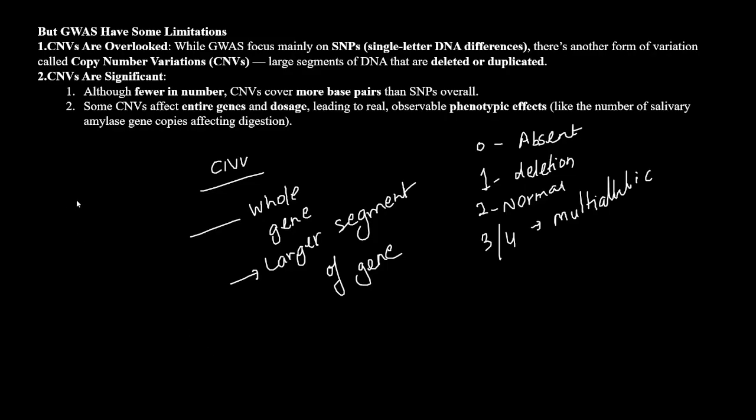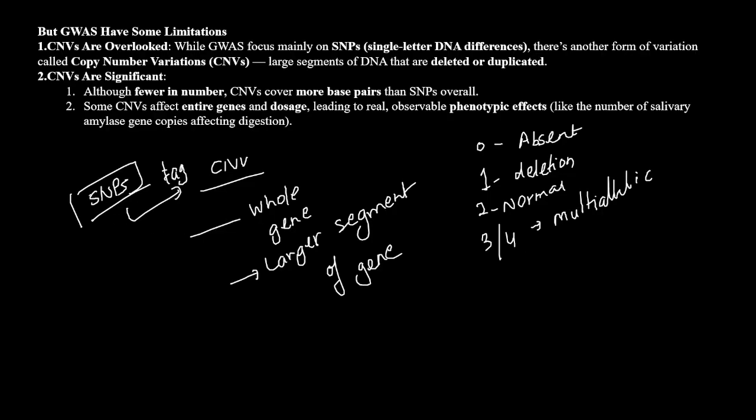So what happens in case of GWAS? GWAS basically count the SNPs. And sometimes the SNPs do not tag the CNVs, specifically when they are in multiple copies, like 3 copies or 4 or 5 or 6 copies. In that case, SNPs are not tagging them, SNPs are not associated with them. So what happens? They ignore the CNVs.